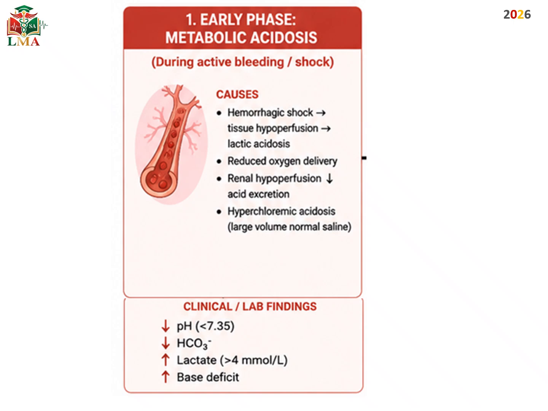Renal hypoperfusion reduces acid excretion, and hyperchloremic acidosis occurs if a large volume of normal saline is used. So clinical findings: the pH is reduced, less than 7.35, the bicarbonate is reduced, the lactate is increased to more than 4 millimole, and the base deficit is increased. This is the early phase. What happened later?